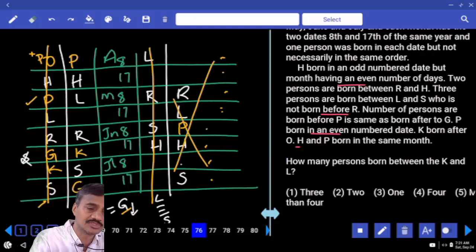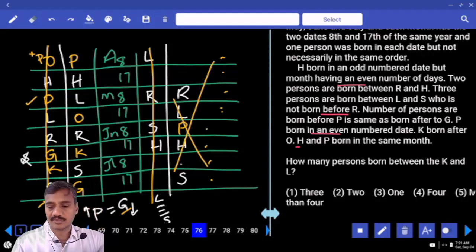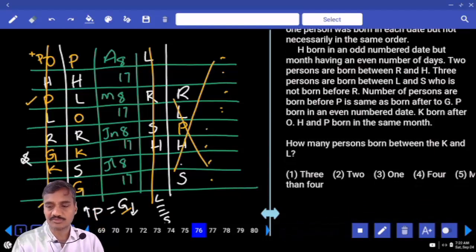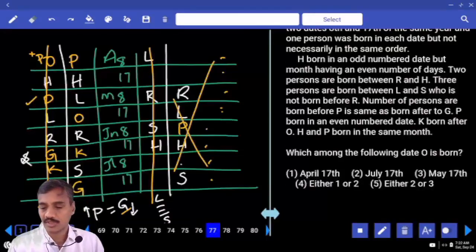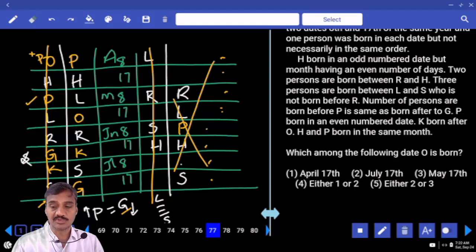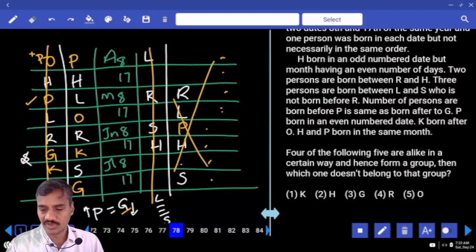Now this K who was born after this O. Then, how many persons were born between K and L? Now in between K and L, how many people? There are only 2 people, choice 76. Which among the following dates is O born on? O was born on 17th of May, May 17th, choice 77. And 4 out of the following 5 means odd one out, K.